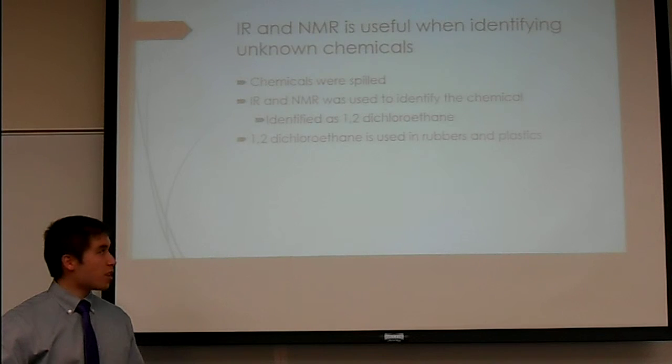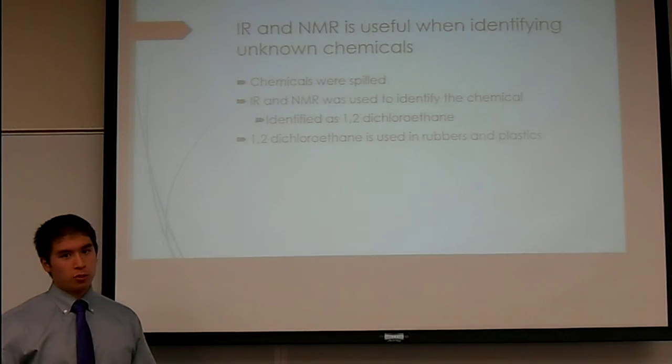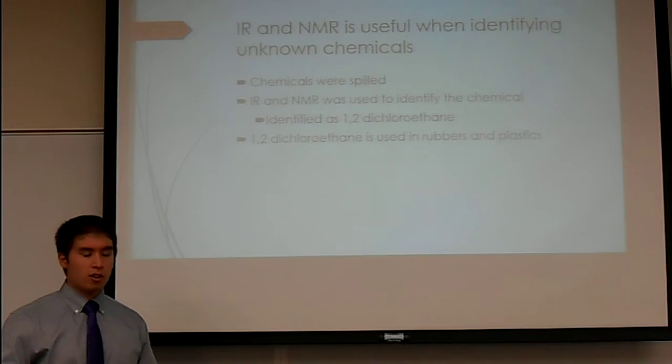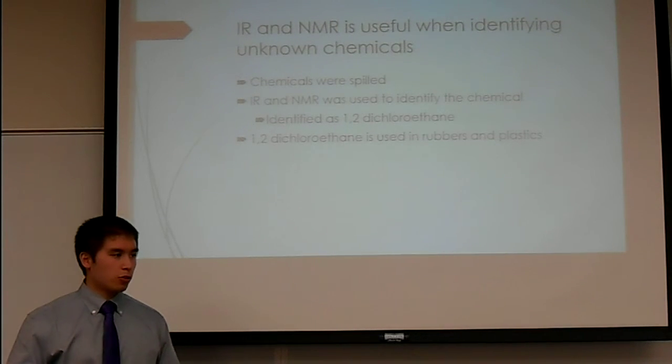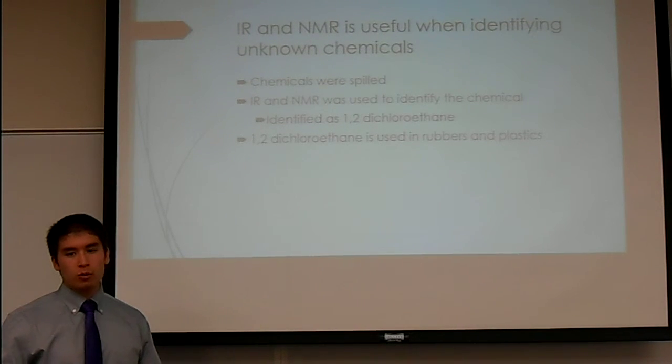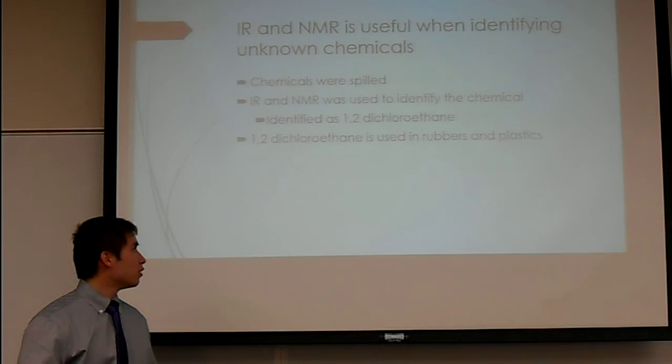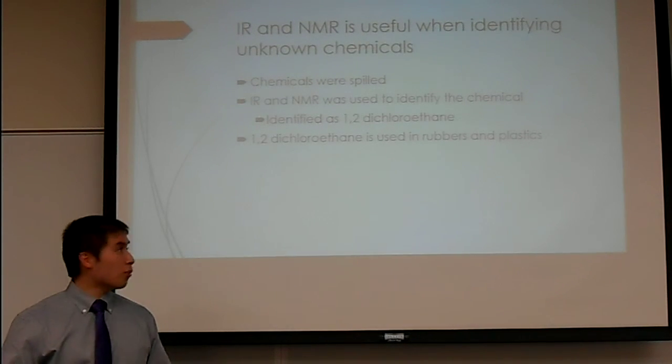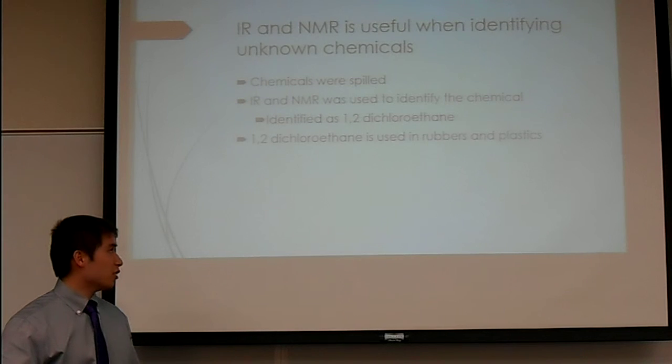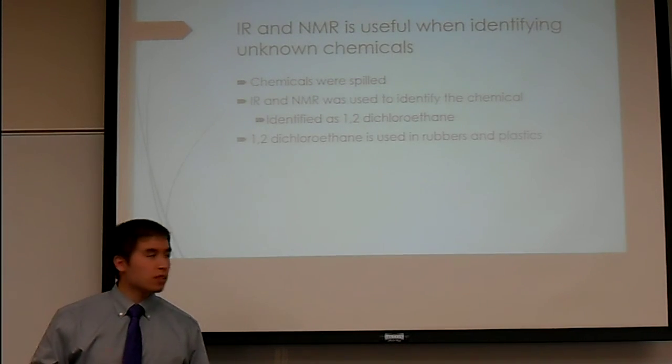To summarize everything that I went through, a chemical was spilled. We used IR and NMR to identify this compound, which was then later discovered to be 1,2-dichloroethane, and some applications of this compound is used in rubbers as well as plastics.